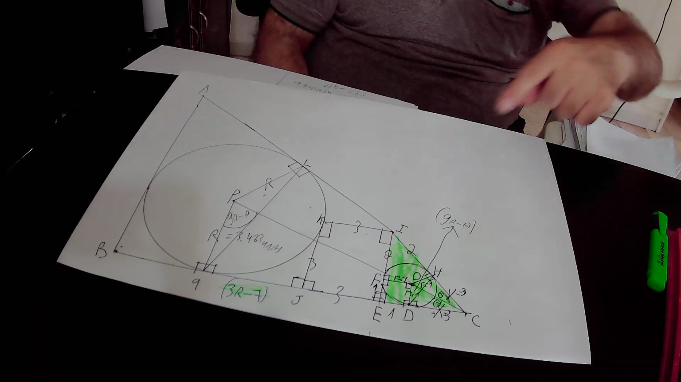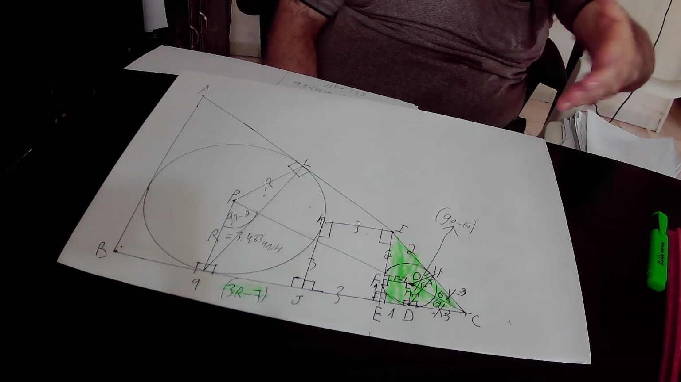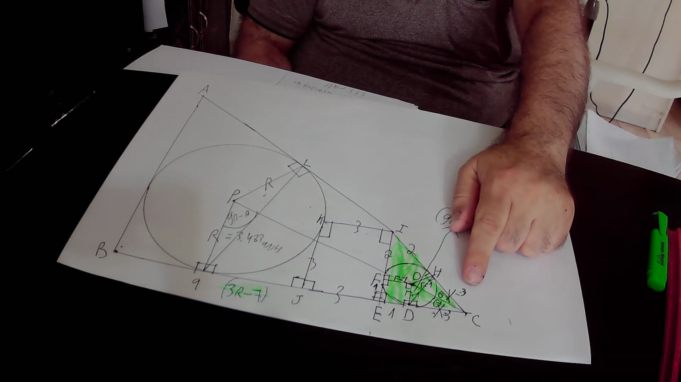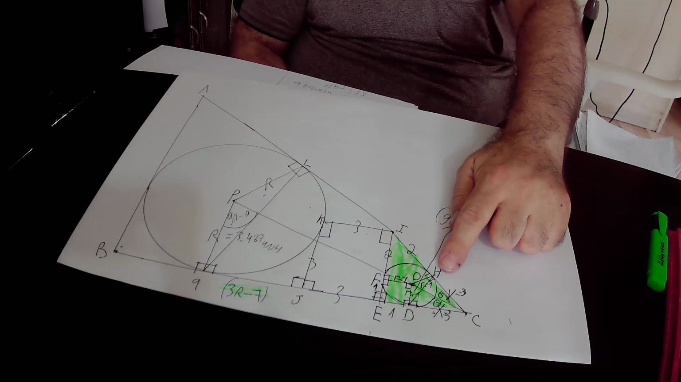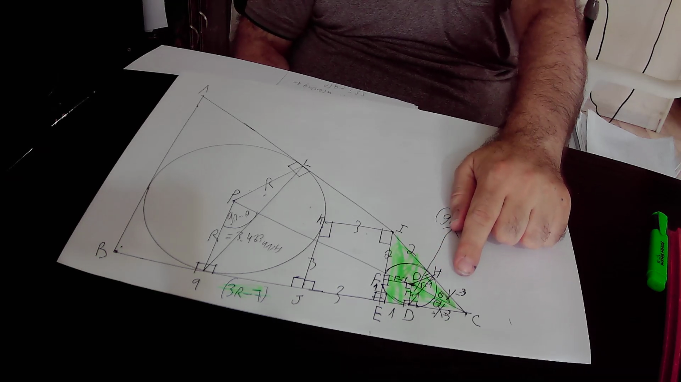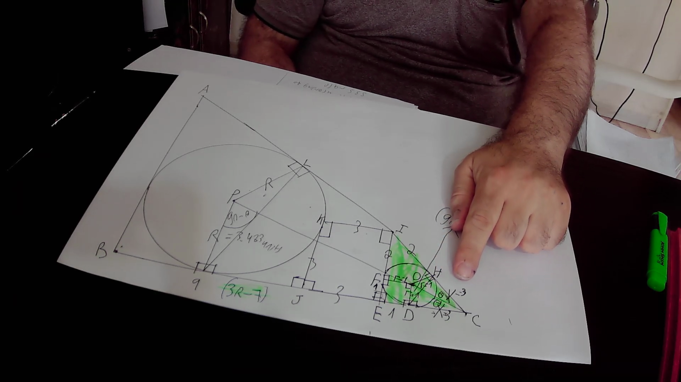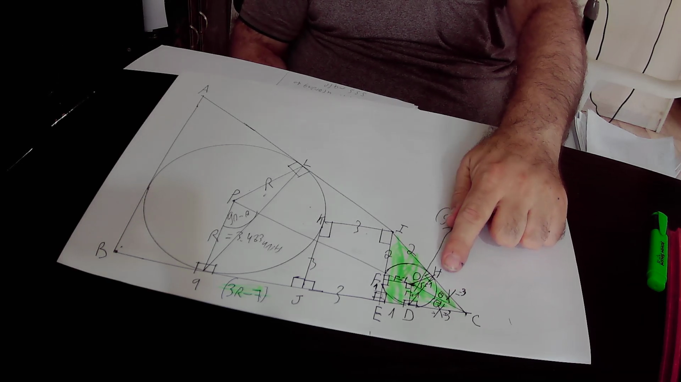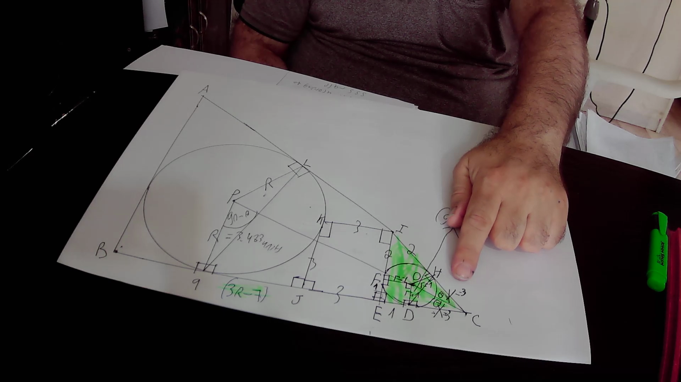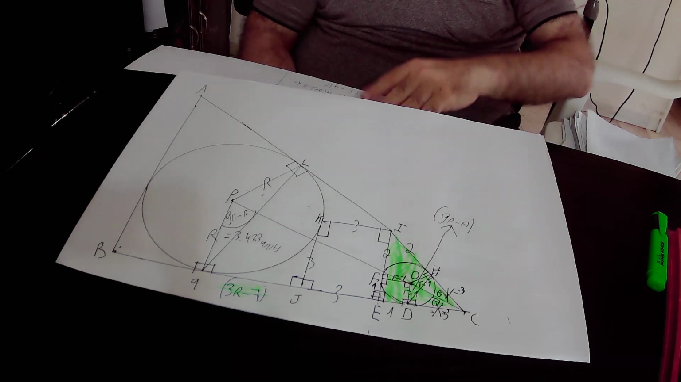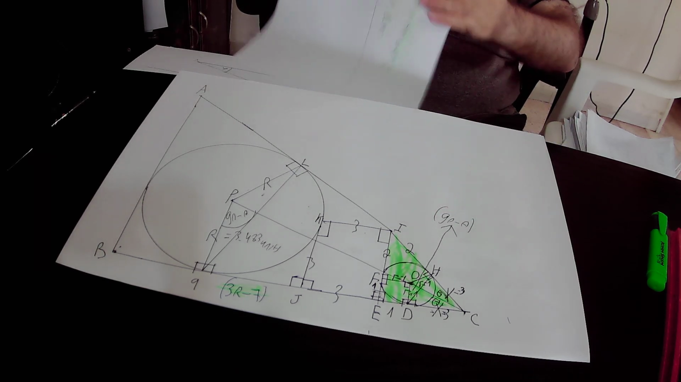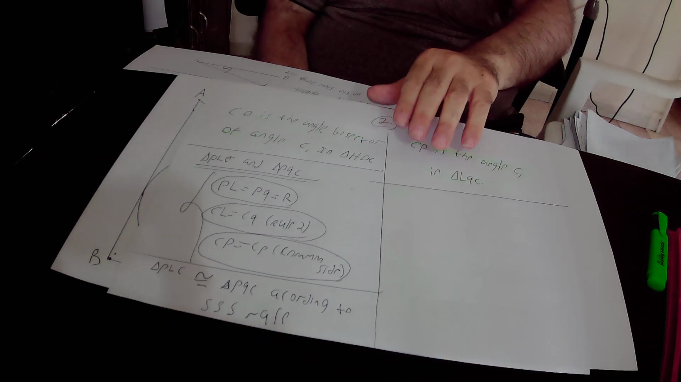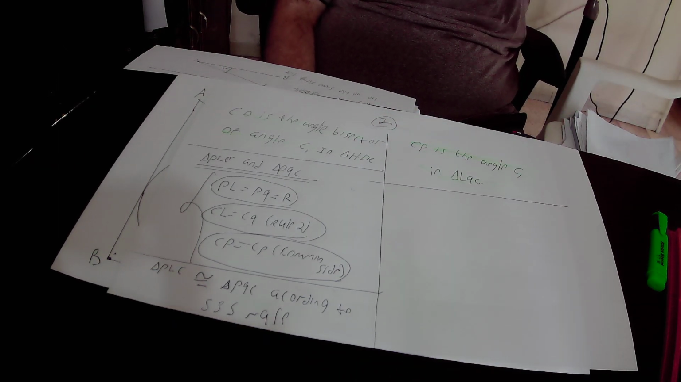And we created here triangle HDC. So we can conclude from what we did until now that CO is the angle bisector of angle C. Why? Because it bisects angle C into two halves, each half equals theta. So CO is the angle bisector of angle C in triangle HDC.